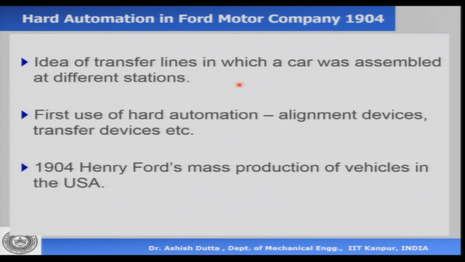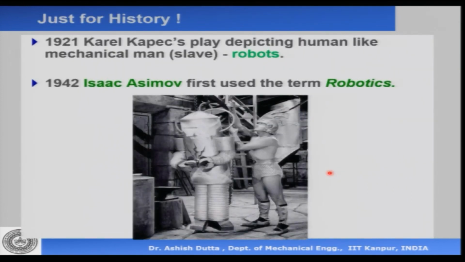So the car would be mounted on a conveyor, and at different locations of the conveyor there would be human beings or there would be robots doing particular applications. So the car would move on the conveyor, and then it will come and stop at a particular station. The robot will do a task, or a human will do a task, and then the car will move on to the next station. So this idea of transfer line was essentially invented or developed by Henry Ford in the Ford Motor Company in US in 1904. And this is used even today in most of the automobile companies.